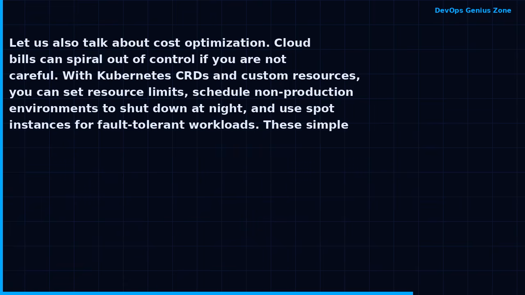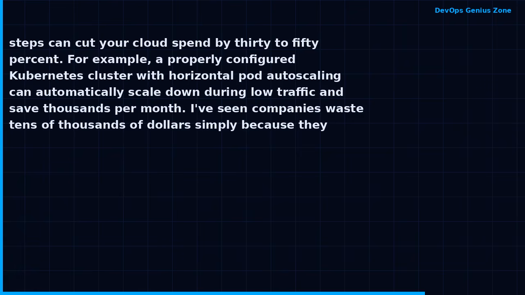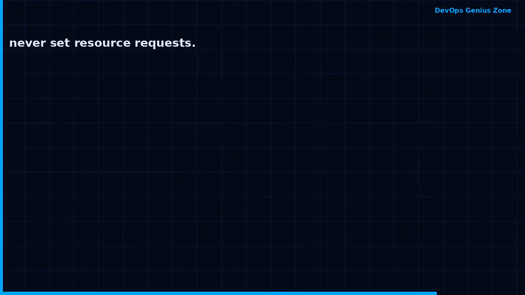Let us also talk about cost optimization. Cloud bills can spiral out of control if you are not careful. With Kubernetes CRDs and custom resources, you can set resource limits, schedule non-production environments to shut down at night, and use spot instances for fault-tolerant workloads. These simple steps can cut your cloud spend by 30 to 50%. For example, a properly configured Kubernetes cluster with horizontal pod autoscaling can automatically scale down during low traffic and save thousands per month. I've seen companies waste tens of thousands of dollars simply because they never set resource requests.